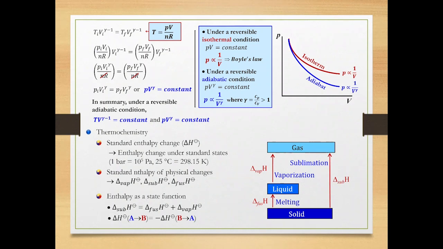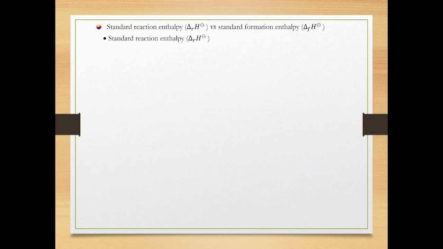Reversing a chemical reaction implies that the reactants become products and products become reactants. It further implies that the initial state becomes the final state and the final state becomes the initial state. Consequently, the sign of enthalpy of the reverse reaction is changed. Standard reaction enthalpy is the enthalpy change or heat that is transferred in a chemical reaction at the standard states.